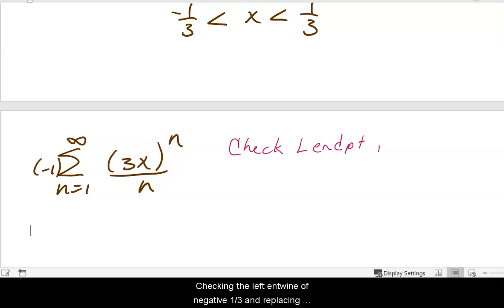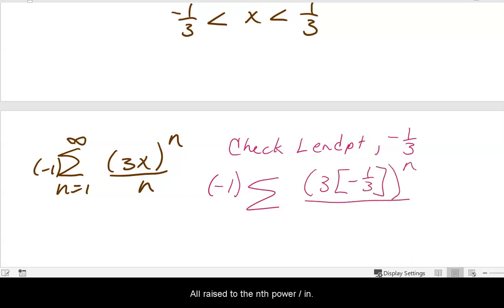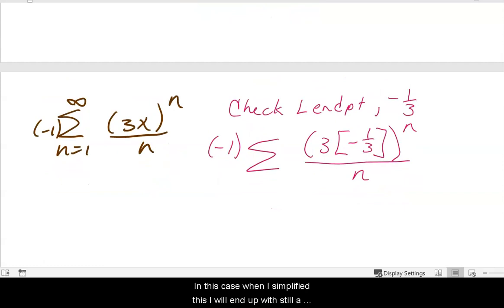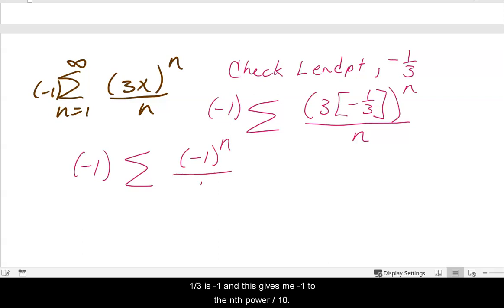Checking the left endpoint of -1/3 and replacing the x inside of the series with the -1/3, I get -1 on the outside, summation, inside 3 times -1/3 replacing x, all raised to the nth power divided by n. When I simplify this, I will end up with still a -1 on the outside, summation, 3 times -1/3 is -1, and this gives me -1 to the nth power divided by n. What does this give us?